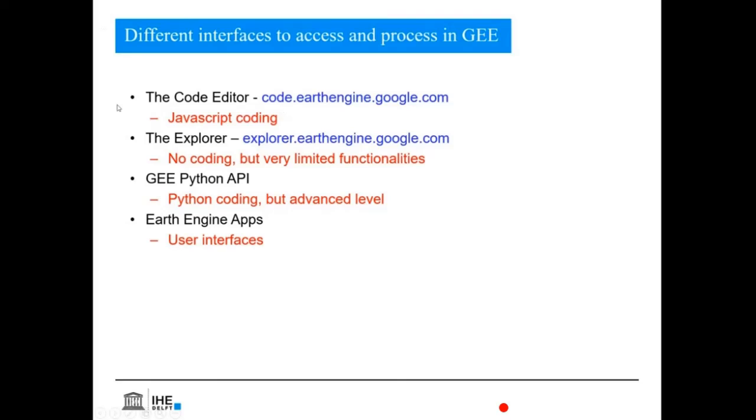And there is Python API. It uses Python coding, but very advanced level. Right now, you need to know some command line, and it is also not matured enough. So maybe in the coming years they will put more effort in making Python API. But it really works if you want to run things in a server, not in a browser. And there's Earth Engine apps, the user interfaces which people have created. You can explore, like the Global Water Explorer which I just showed you.